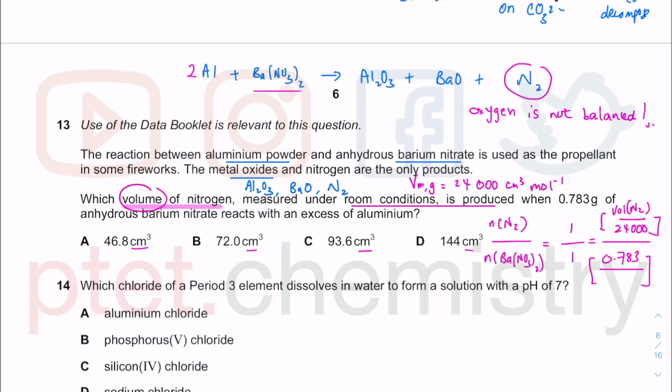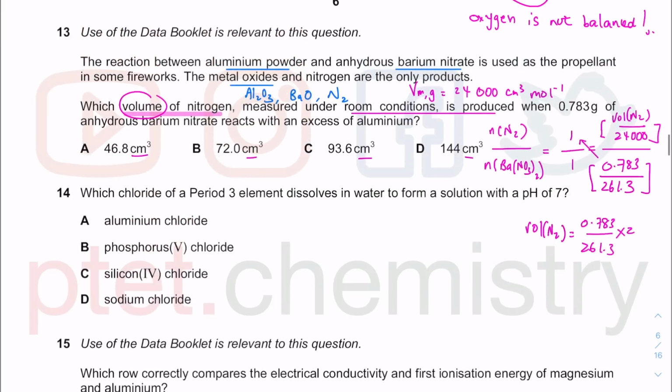So go straight to your periodic table. Barium is in group 2, so there's 137.3 plus 2 times the bracket 14.0 times 1 plus 16.0 times 3, and I get 261.3 at the bottom. So rearrange your equations. The volume of nitrogen will be 0.783 divided by 261.3. You move it out to the other side, times 1, but then I can also move out my 24,000 to the other side, and I'll get 71.9. This will be in cm³.